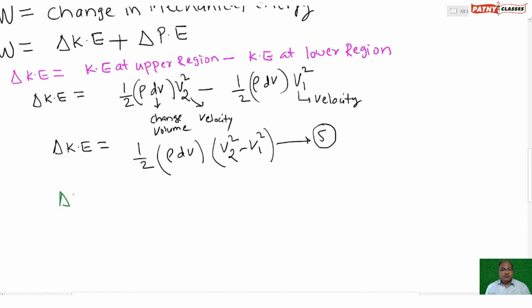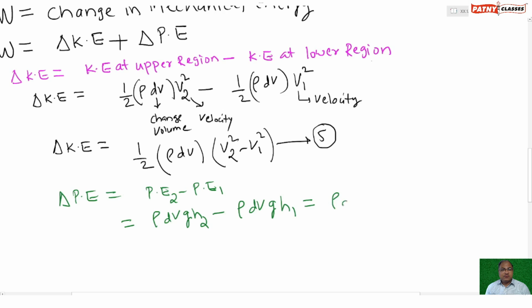Therefore, the change in potential energy equals PE2 minus PE1, that is equal to rho dV g h2 minus rho dV g h1. Now we can take rho dV as well as g common in a bracket. It is h2 minus h1. Call it equation number 6.